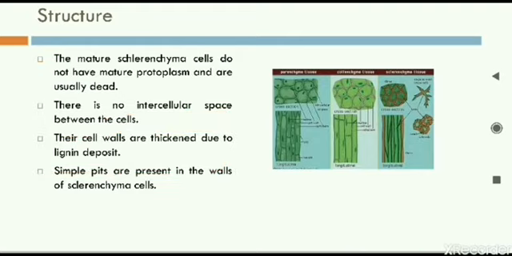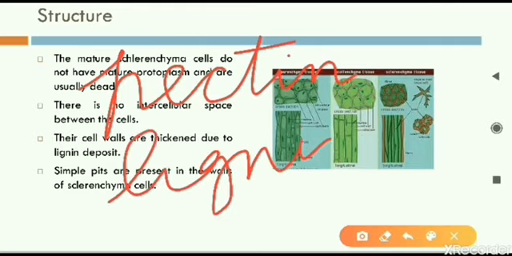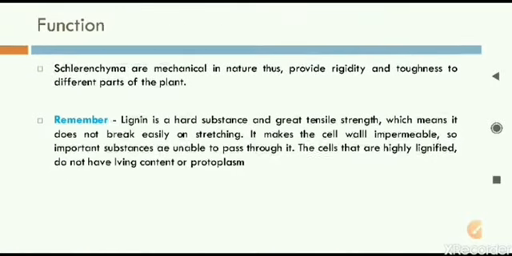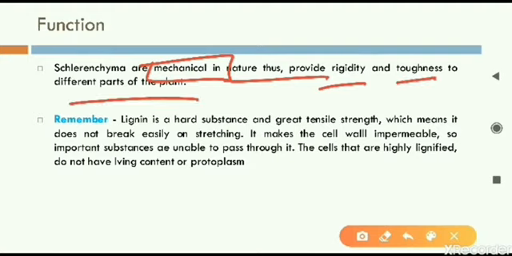So you have to remember this pigment name also. What pigments have we gone through? We have learned about pectin that is present in collenchyma, we have learned about lignin that is present in sclerenchyma cells, and the first one contains cellulose. Let us move on to the function of sclerenchyma. Because sclerenchyma cells are very hard, they are mechanical in nature and provide rigidity and toughness to the different parts of the plant.